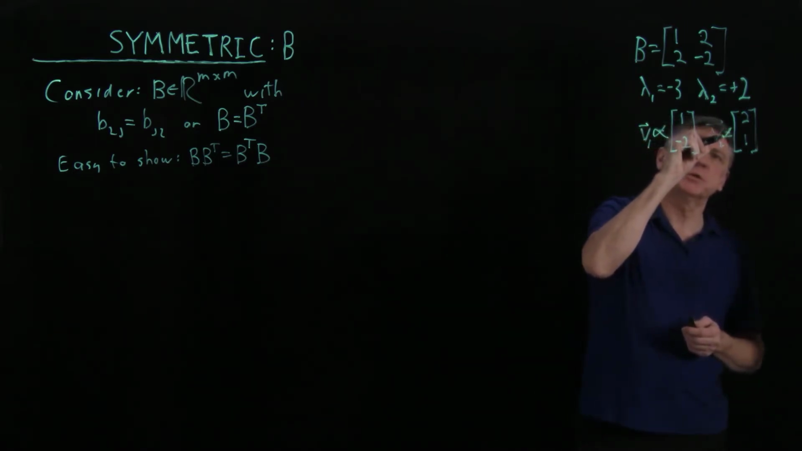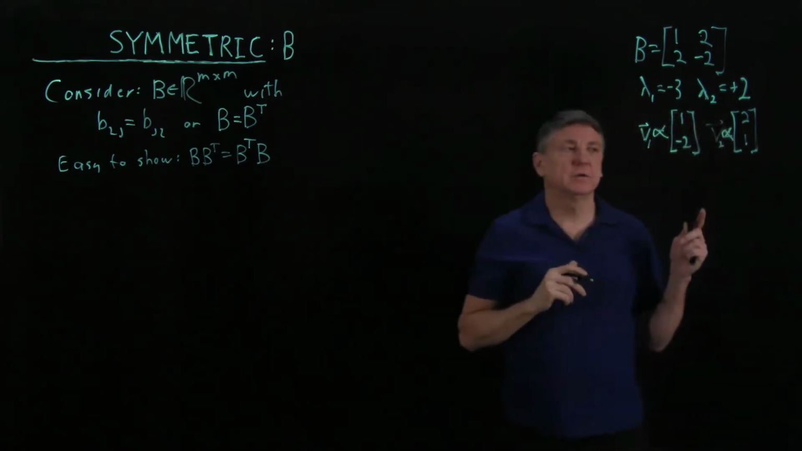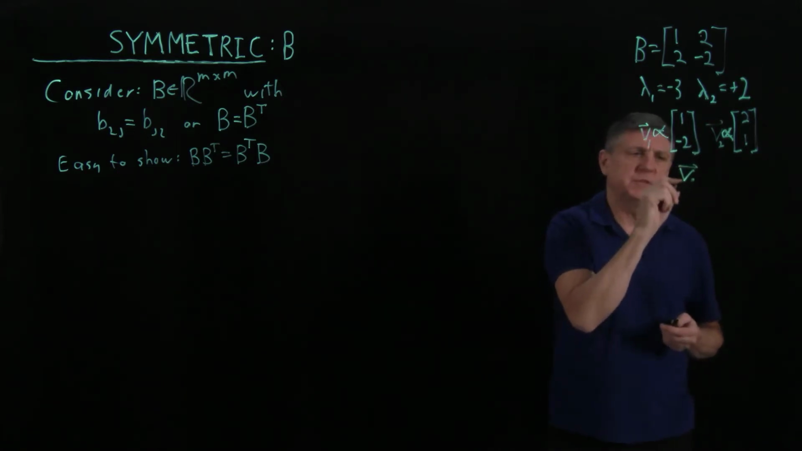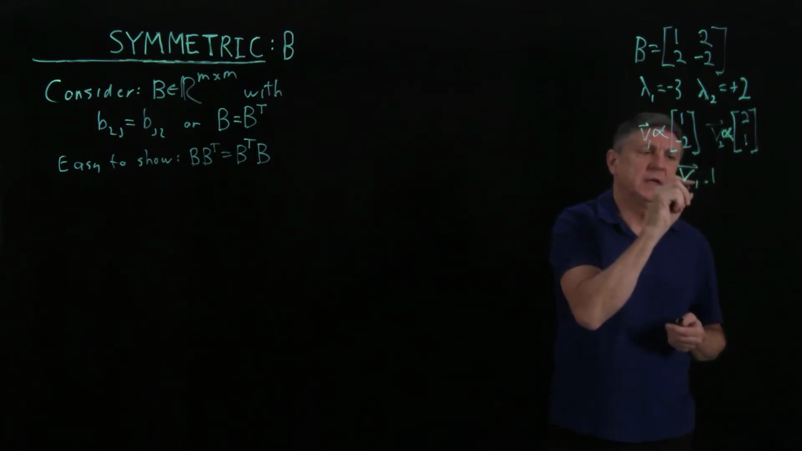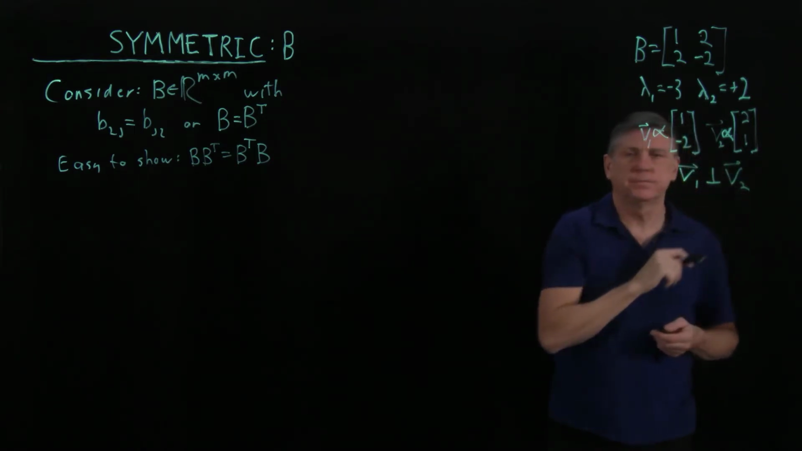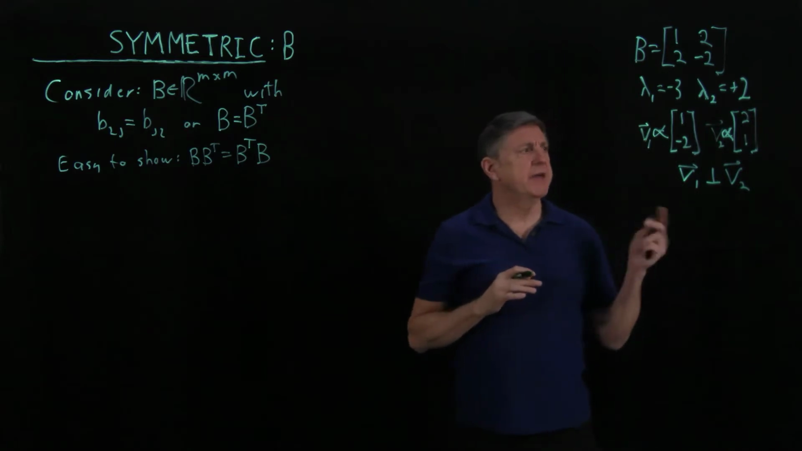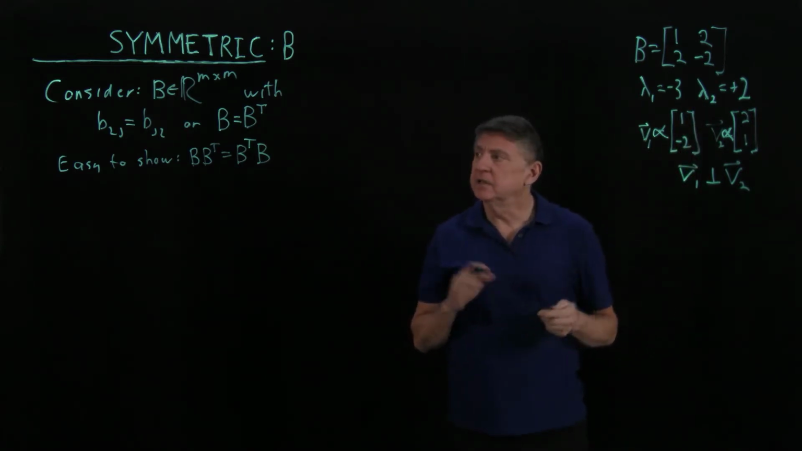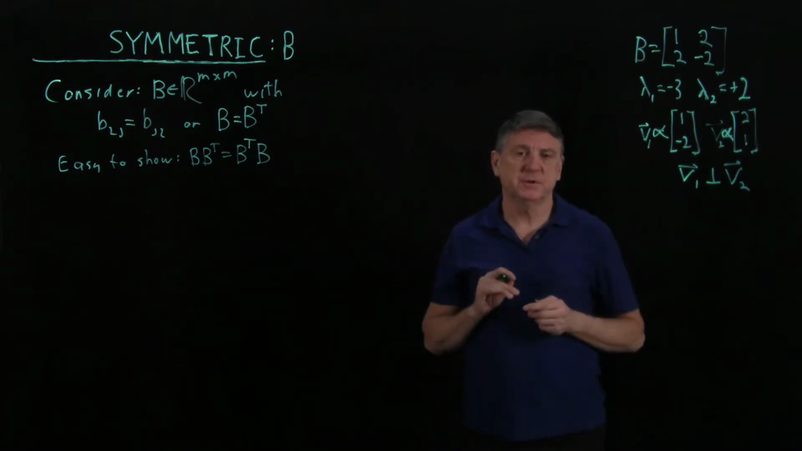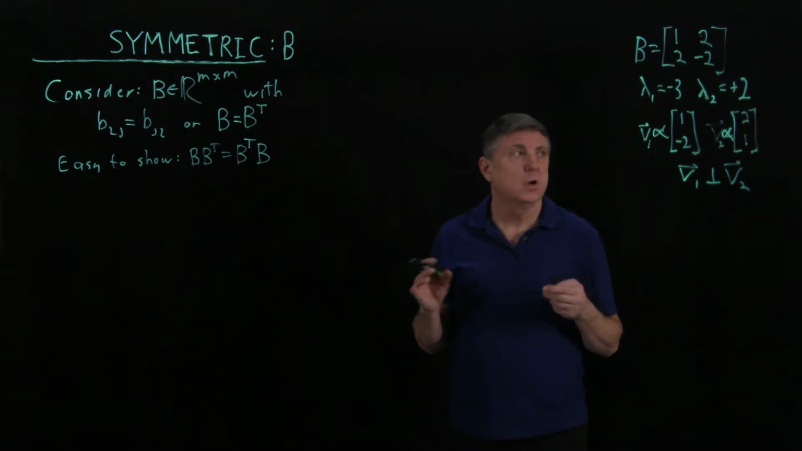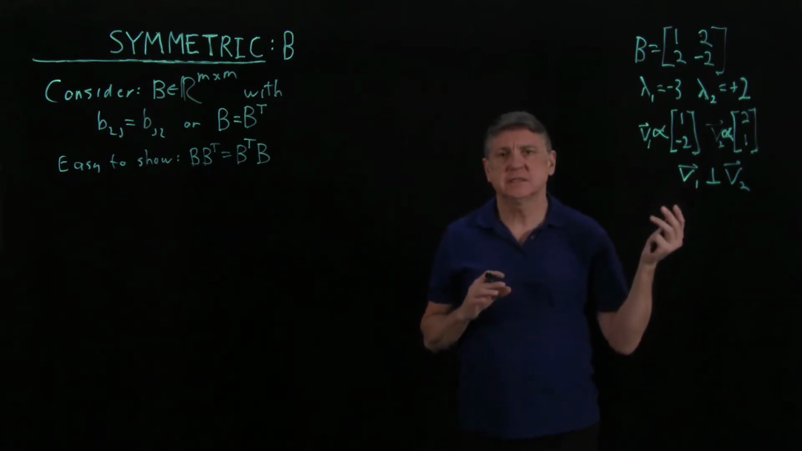That should be a proportional. And so one way that we'll sometimes see it written is that V1 is orthogonal to V2. And that's a property of this particular matrix. A question is, does that happen for all symmetric matrices? Does that happen for all normal matrices? Well, let's erase this and continue.